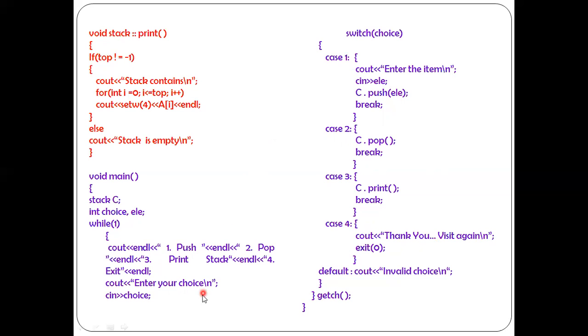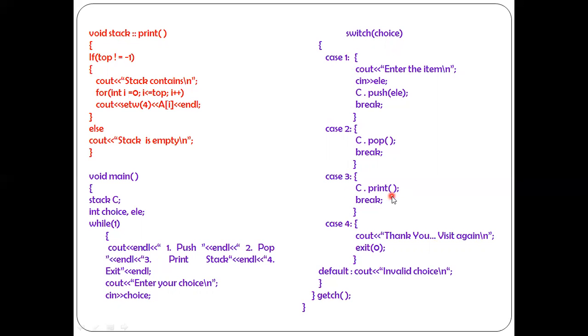Fine. So this time, enter your choice, I'm going to input 3. 3 means print the stack. So have a look, 3 means directly it goes to the switch. Does it match with the first case? No. It matches with case 2? No. It matches with case 3. Yes, it matches. c.print.